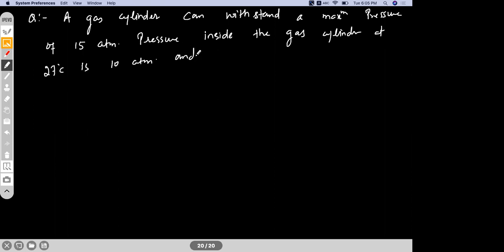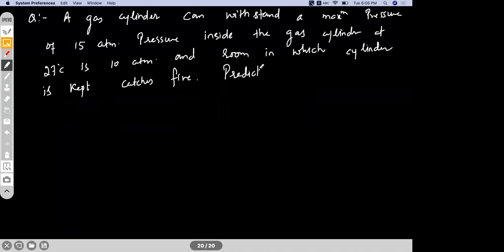And the room in which the cylinder is kept catches fire. Predict the temperature at which the cylinder bursts. Try this question.